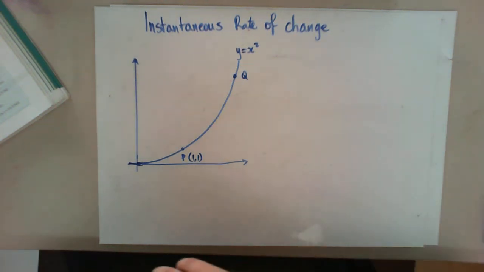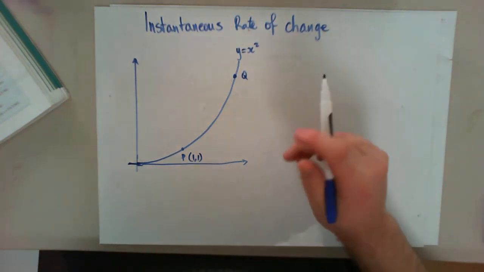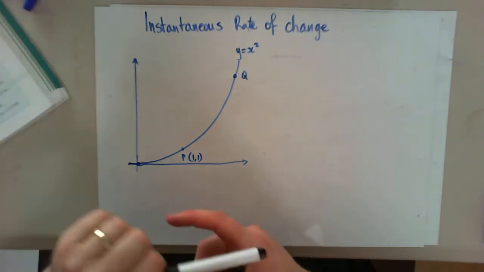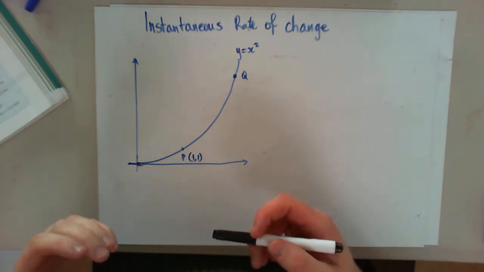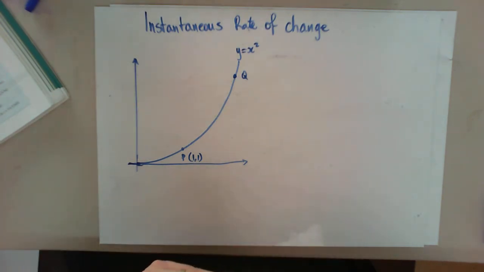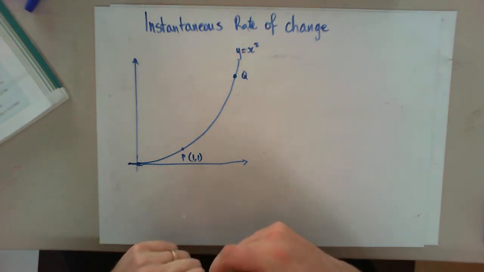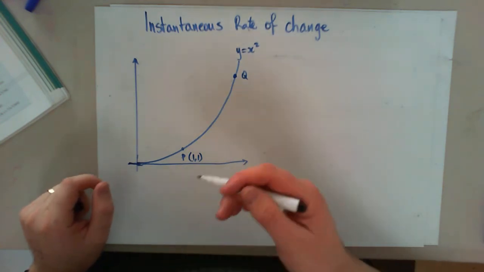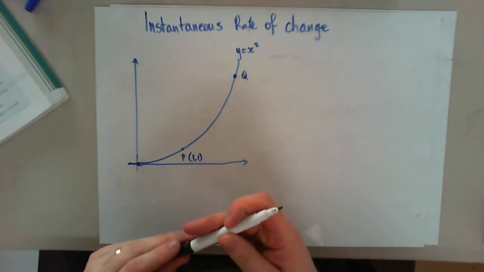Okay, in this video, we're going to have a look at instantaneous rates of change. So we've had a look at finding a rate of change of a straight line. It's the gradient of our straight line. And we looked at some average rates of change. Now, average rate of change was found by putting a line between our 2 points and finding the gradient of that line.